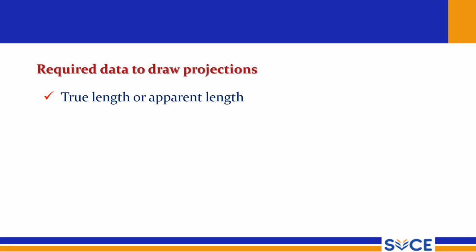True length is the actual length of the line, and apparent length is the projection. So we can measure along the projection, but it is not the true length. The apparent length is always less than the true length. Apparent length is measured along its projection.